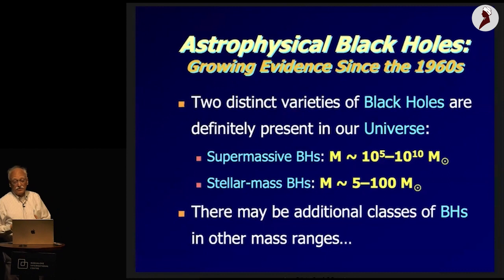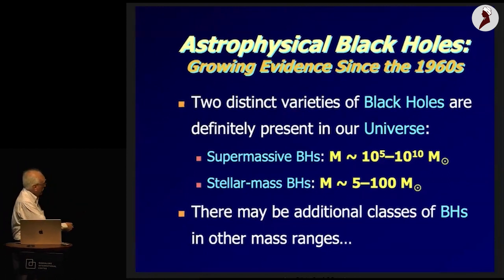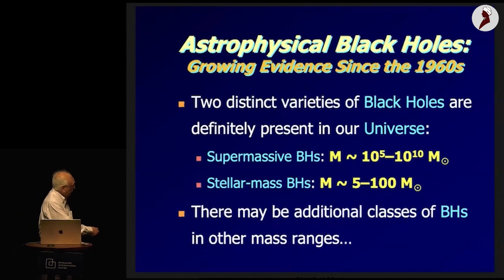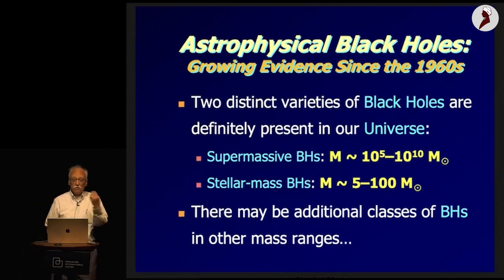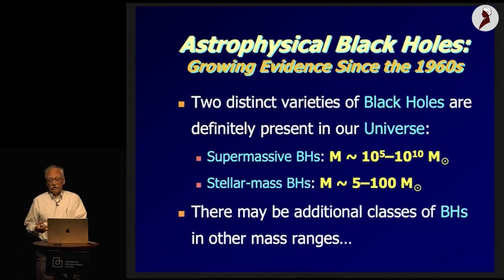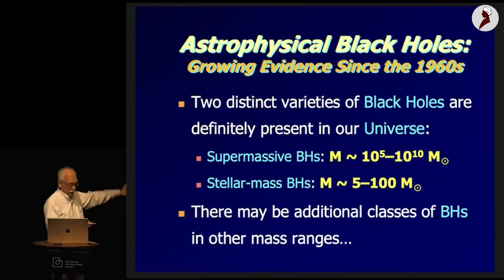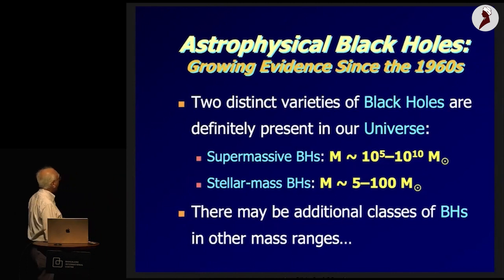People suspect that there may well be other populations of black holes. Maybe there are black holes in this gap, as a third population. We haven't found them yet. There may be black holes below 5. There may be so-called mini black holes, or primordial black holes. People talk about all kinds. We don't have evidence of these yet. This is what we know for sure. Okay.